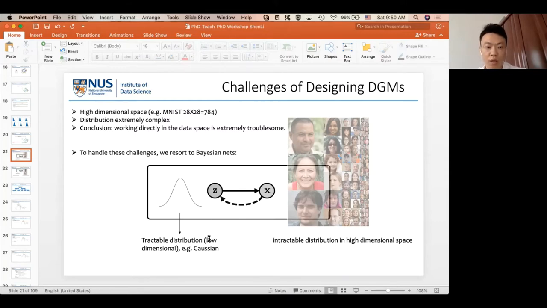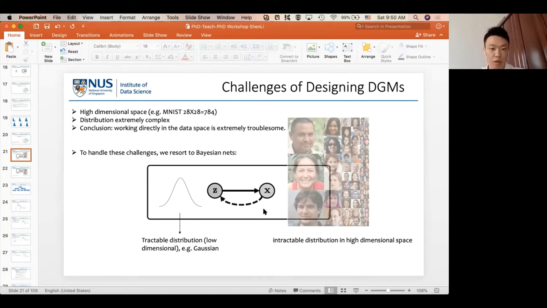You see the advantage of this. So this assumption will make our life easier, much easier actually. By exploiting the Bayesian net, we can make the intractable tractable.